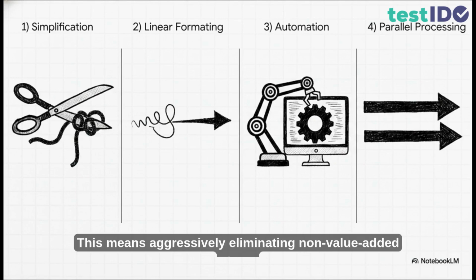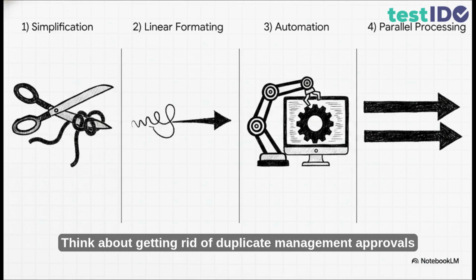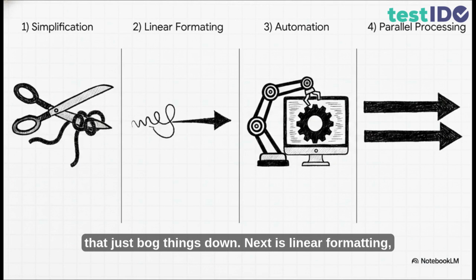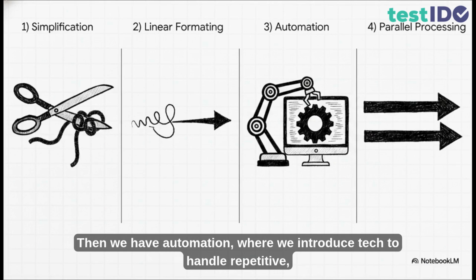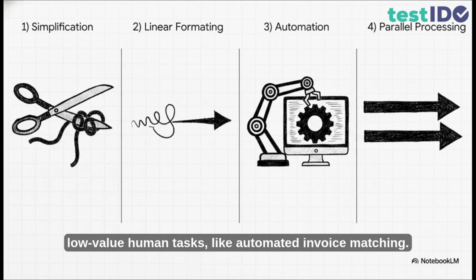This means aggressively eliminating non-value-added steps. Think about getting rid of duplicate management approvals that just bog things down. Next is linear formatting, which is smoothing out confusing circular loops into straight sequential lines. Then we have automation, where we introduce tech to handle repetitive, low-value human tasks, like automated invoice matching.